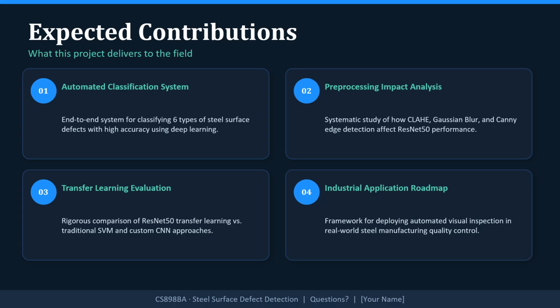So coming to the final slide, our project makes four main contributions. The first is that it will produce a complete system that can automatically classify steel surface defects into six categories. The second is that it provides a clear analysis of how much image processing actually helps the model. Third, it will provide a comparison between ResNet 50, traditional SVM, and custom CNN approaches. And the fourth, it will show how this kind of system can naturally help real factories improve their quality control.